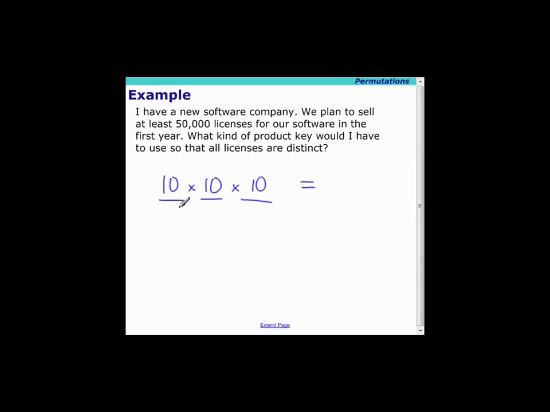So if I only used a 3-digit product key, oh, that's not going to be enough. That's only 1,000 different licenses, I need 50,000. Well, okay.